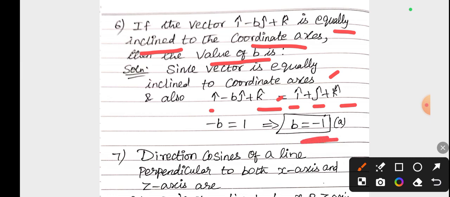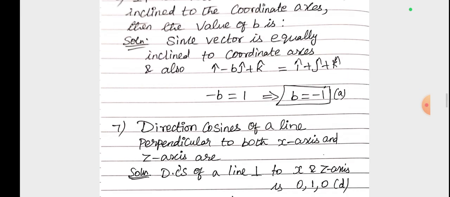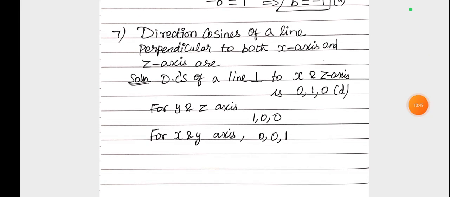Why, sir, minus b equal to 1? Here the j cap coefficient is minus b. Here the j cap coefficient is 1. So minus b equals 1, b equals minus 1. So we are getting the option as A. Is this still clear? Kindly check, children. Then go for the seventh one. It's actually very interesting. You can expect this type of question again.